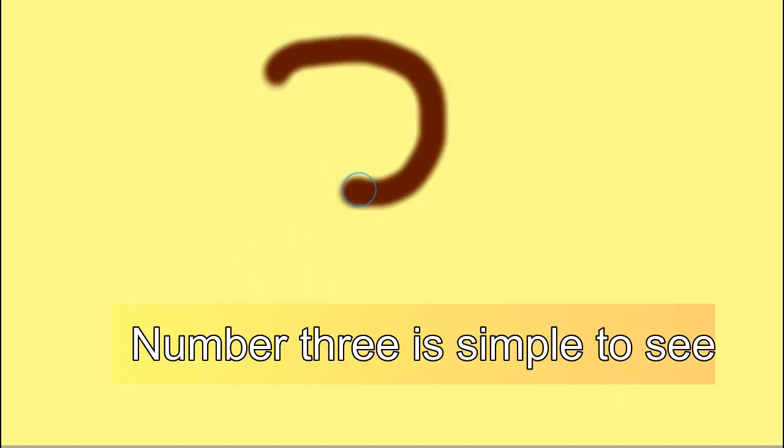Number three is simple to see. Draw two humps sideways and that's a three.